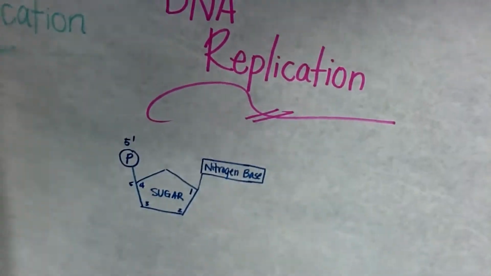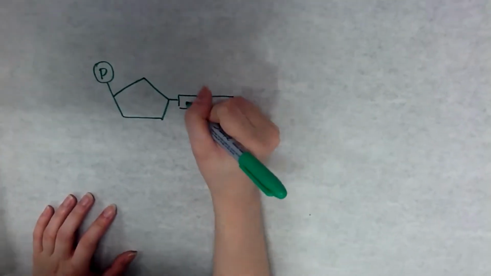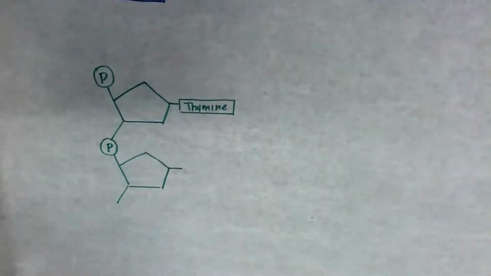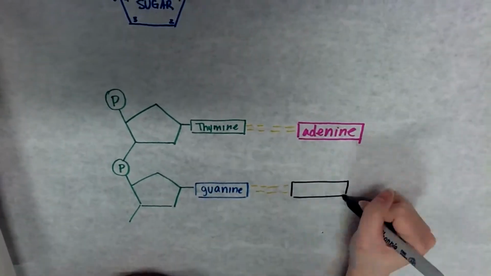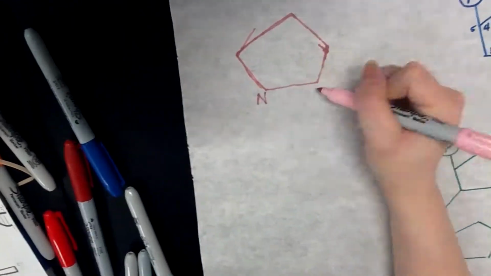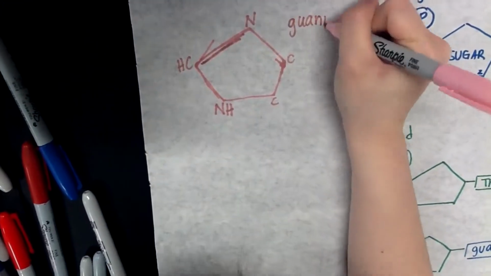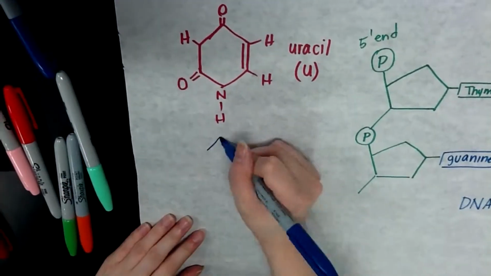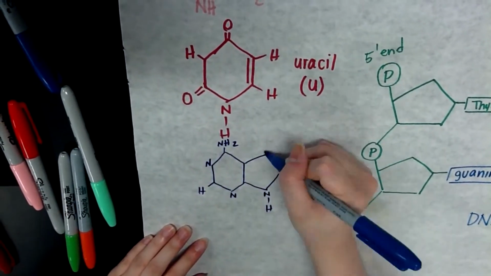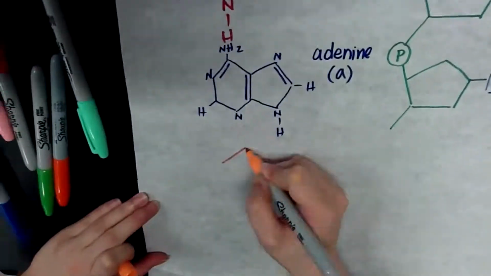DNA contains nucleotides. Each nucleotide has three covalently bonded parts. A nucleotide contains a nitrogen base, sugar, and phosphate. There are four nucleotide bases: adenine, thymine, guanine, and cytosine.